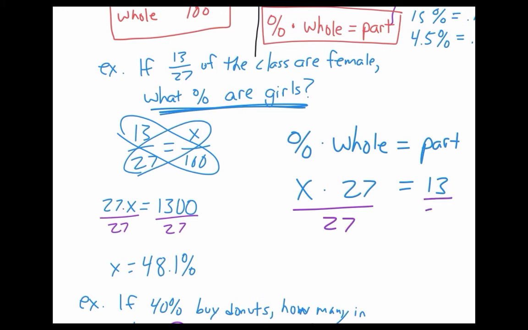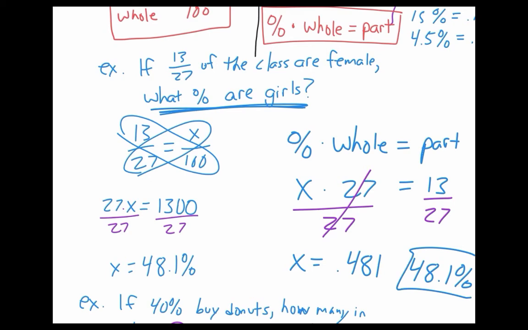To get X by itself, we'd have to do what to both sides? Divide by 27. And you'll notice we're really doing the same math operations as on the other side, they're real similar. We're doing 13 divided by 27 here. Here we did 1,300 divided by 27. So our answer is going to end up being X is 0.481. Well, 0.481 is going to be what percent? 48.1. Yep. It's the opposite of what we were doing up above: we have the decimal, and we want to write it as a percent. It's 48.1%. Is that clear to everybody?